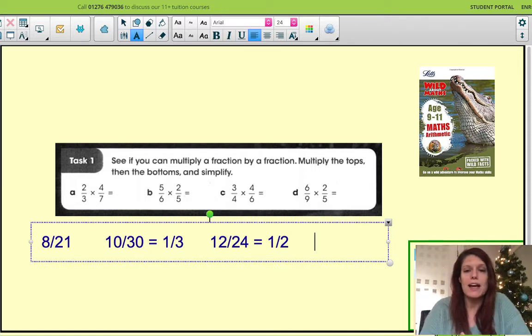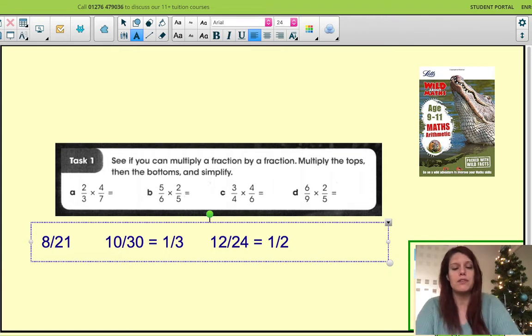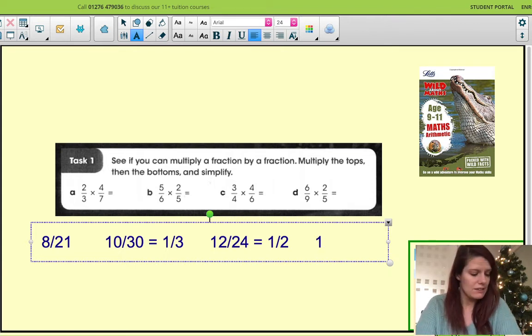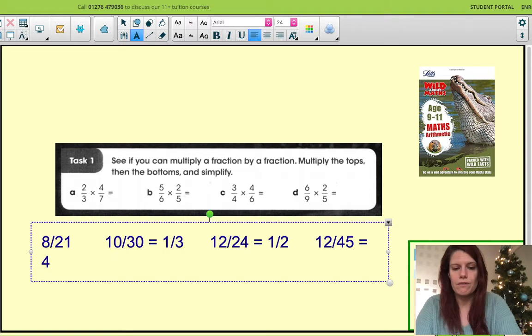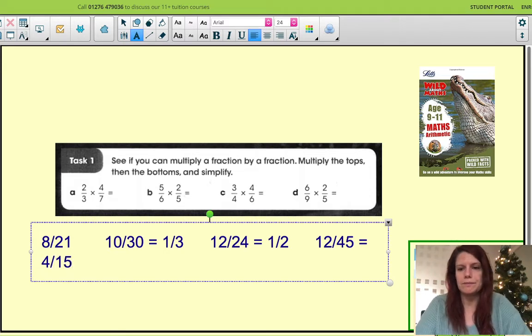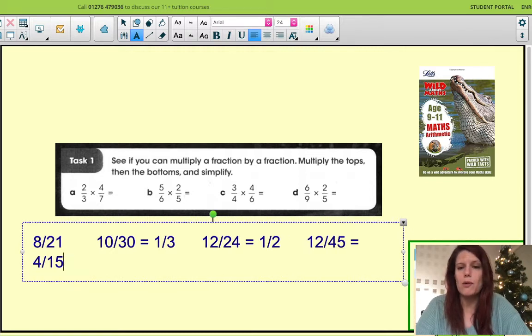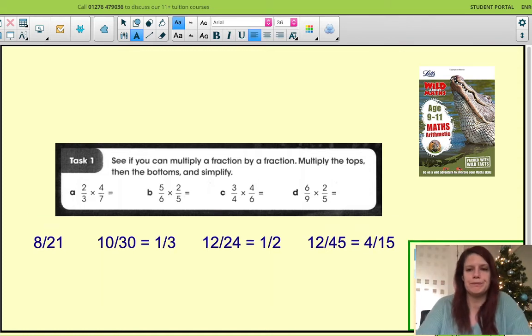And finally, we had 6/9 times 2/5. That is of course 12/45, simplified to 4/15. I'm not going to go through the whole process of dividing each one, but just so that you recognise you're finding a common factor that goes into both times tables. So multiplying fractions is fairly straightforward.